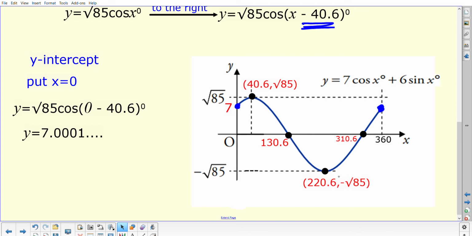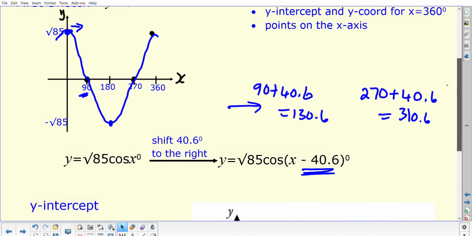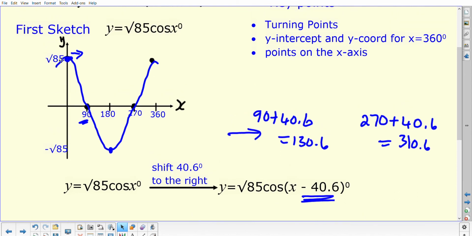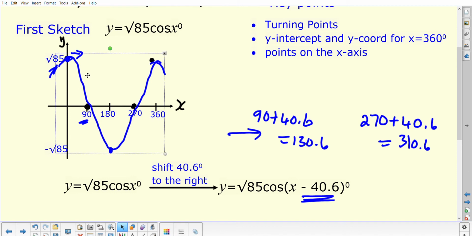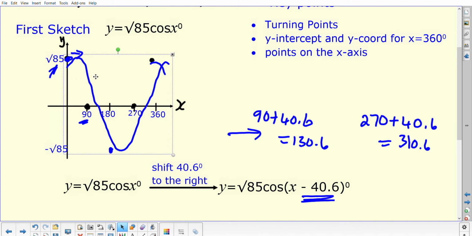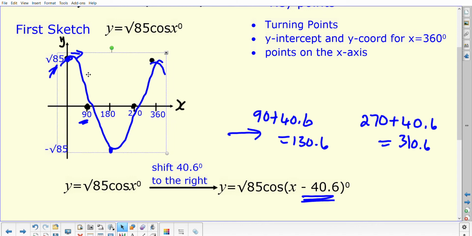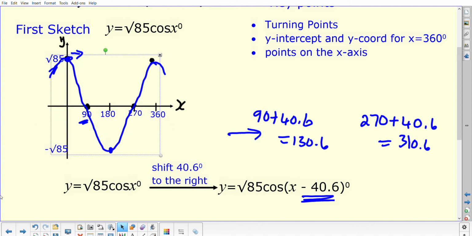Your graph is continuous, remember, so even though here we only sketched a wee bit of it, your graph's doing that, and on this end it continues, and that's why you can think about actually the graph sliding, so your graph's doing that and moving that 40.6 units, and that's why it ends up looking a bit like that.